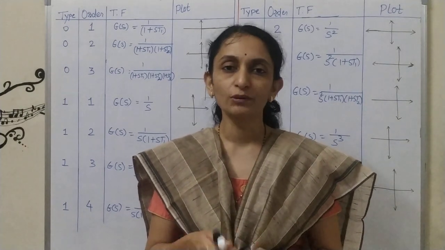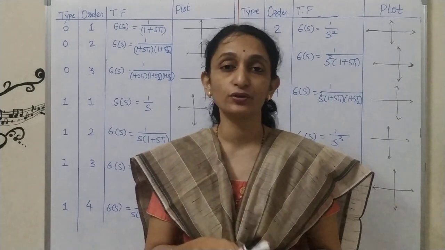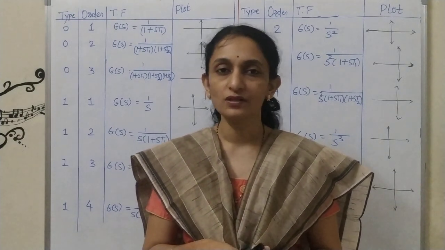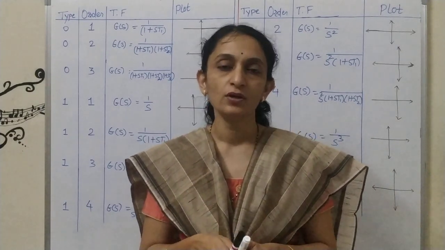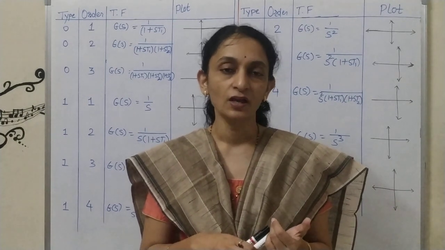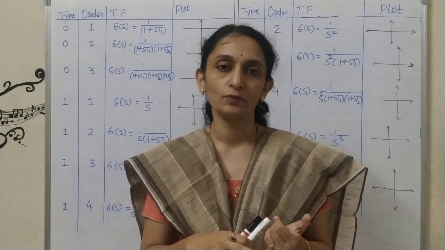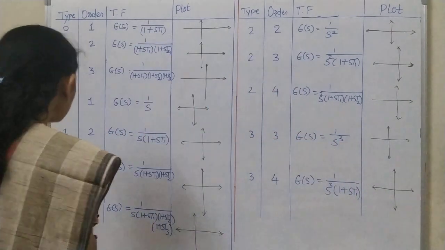And what about order? Highest power of s in denominator is order of the system. Suppose the generalized form of transfer function is given, so you need to find out the type of the system and order of the system, then you can predict how the polar plot will look. Okay, so we will start.